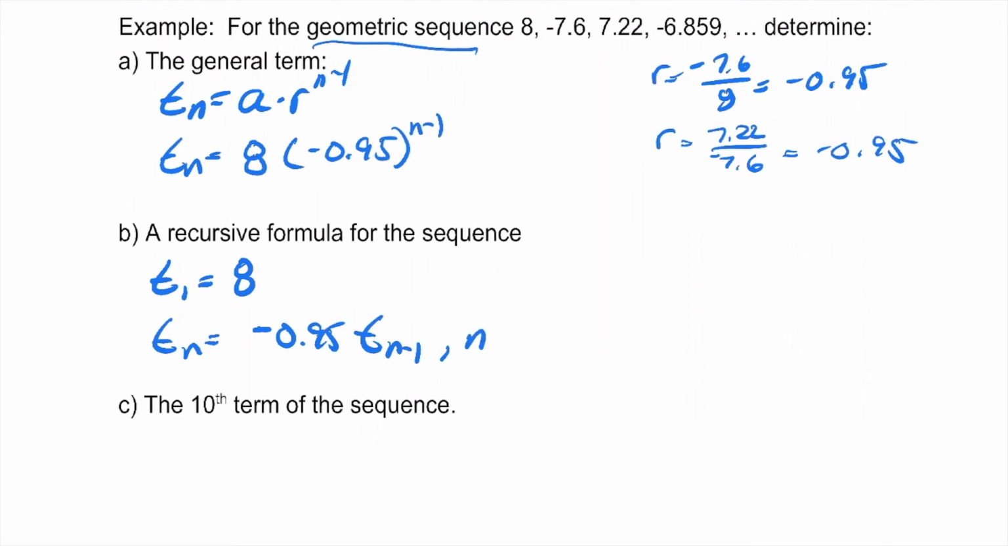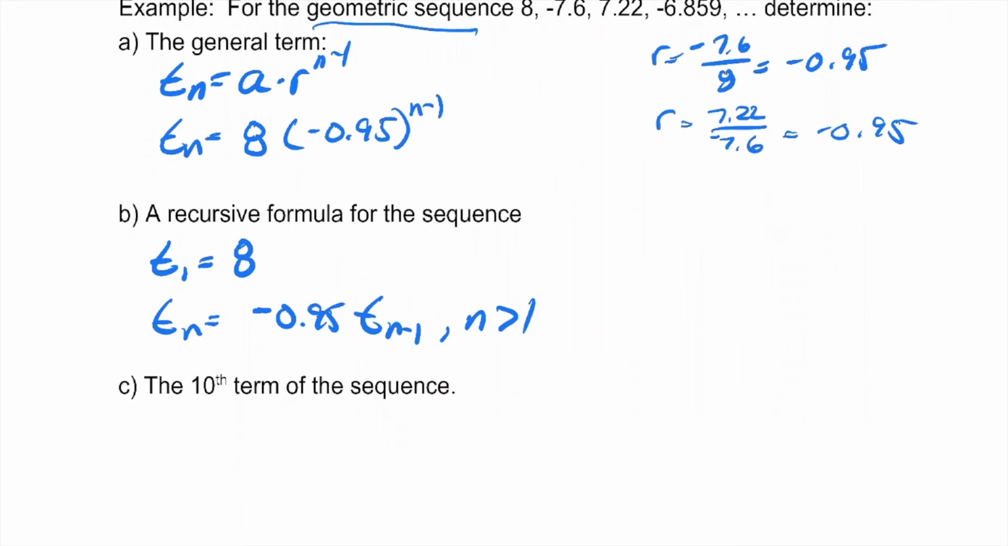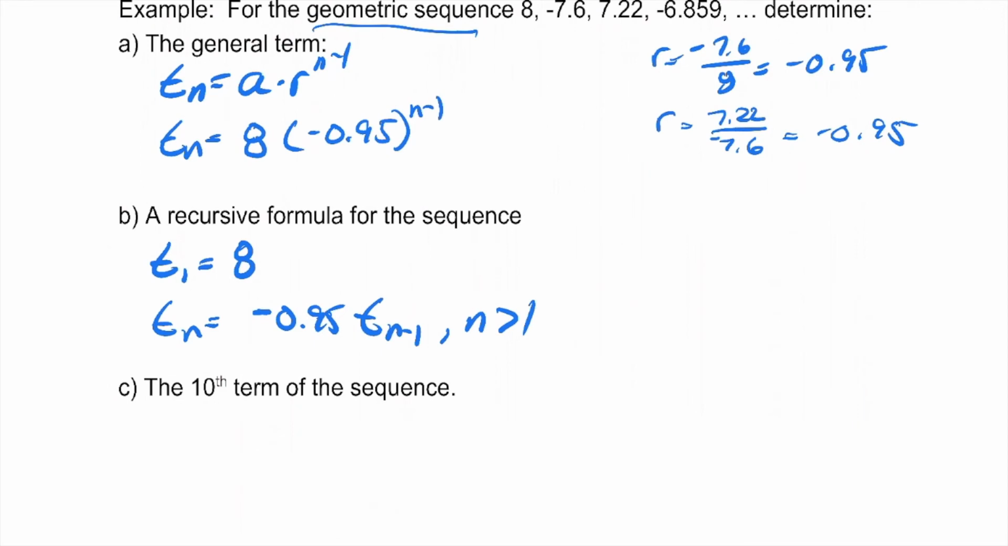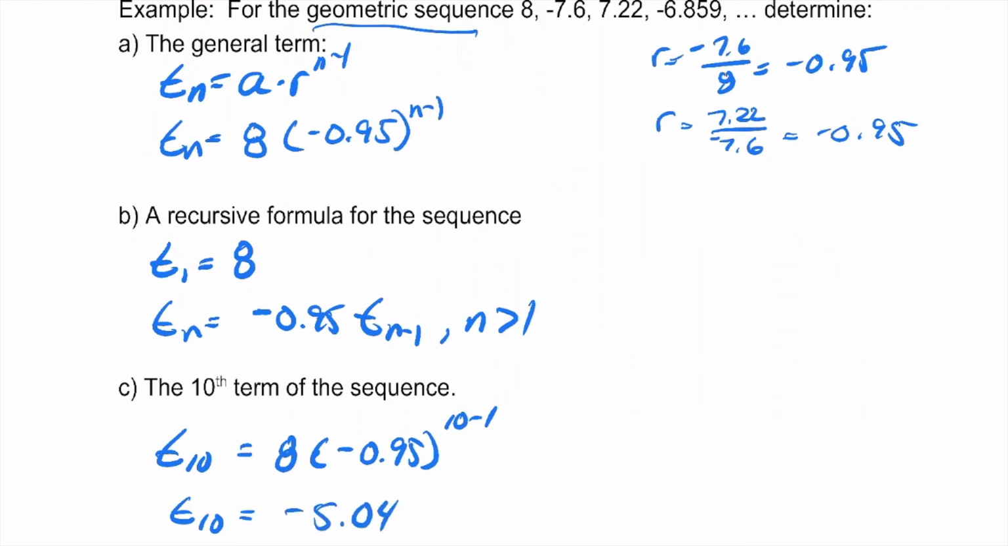To calculate the 10th term of this sequence, we could do one of two things. I could do the recursive formula 10 times, I guess, or 9 times, going all the way up to T of 10. That's going to be a little more difficult because the ratio is not straightforward, it's not an easy calculation. So I'm going to use the general term. Here I want to figure out what the 10th term is. So T of 10 is 8 times my common ratio, negative 0.95, all to the power of 10 minus 1, which is 9. And we plug that into the calculator, we're going to get negative 5.041995. So that's going to be the 10th term.